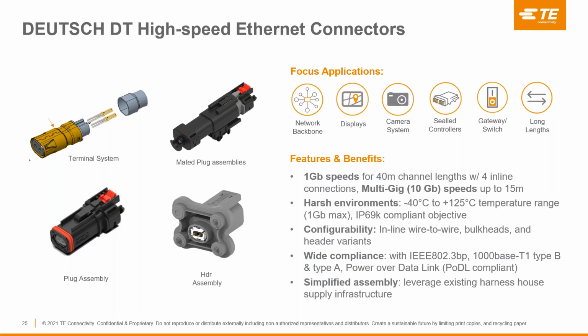And simplified assembly in that if you can terminate a DT contact today, you would be able to terminate this connection either at a harness maker for your initial harness, or if you need to replace or repair in the field. These connectors will be available in kit form as well to allow you to just basically pull a kit, repair a cable, replace the connector, and you're back in business at your construction site or directly in the fields without having to service your vehicle.